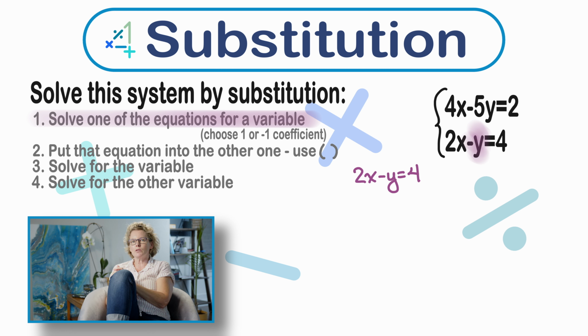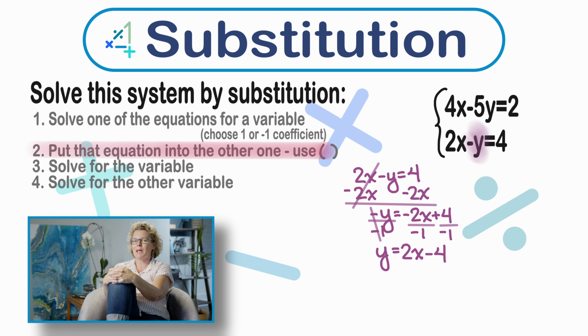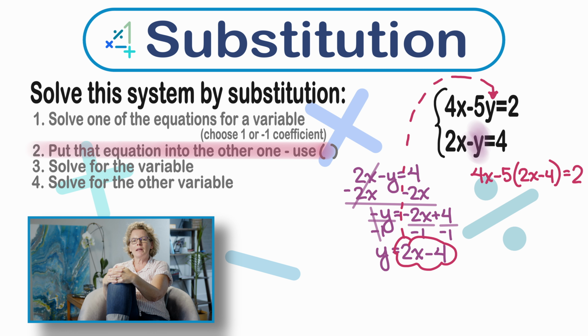2x minus y equals 4. We subtract 2x from both sides for negative y equals negative 2x plus 4. To get a positive y, divide everything by negative 1. It just changes all the signs, for y equals 2x minus 4. Now we have an equivalent equation that can be plopped into the other one, which is step 2. 2x minus 4 is y, so we put it in here with parentheses. 4x minus 5 times parentheses 2x minus 4, and all that equals 2.